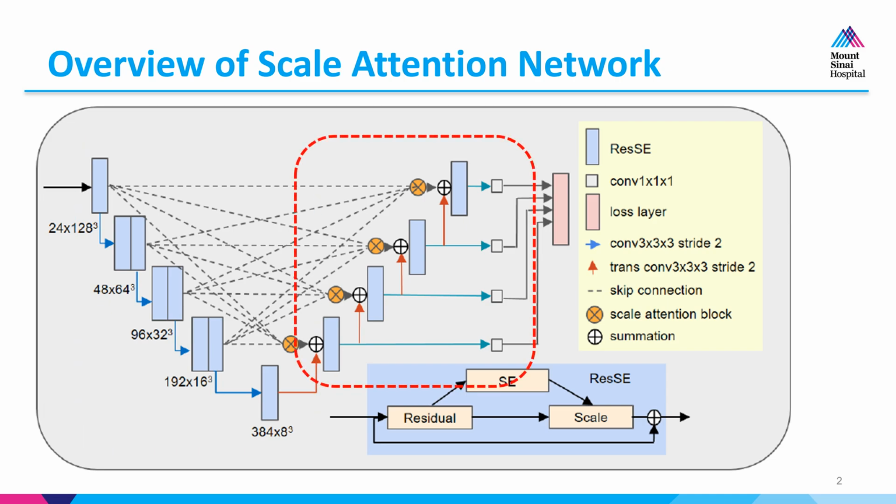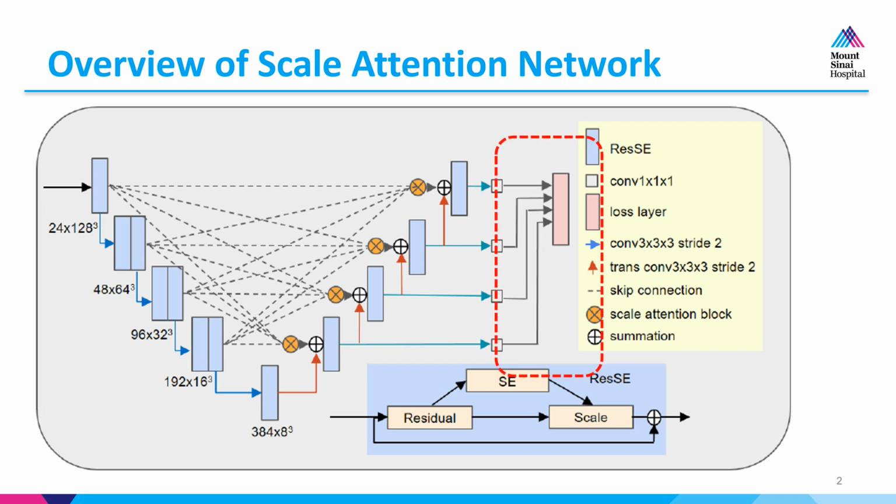The decoding pathway follows the reverse pattern of encoding. The upsampled feature maps are then added to the output of the scale attention block. Here, we use summation instead of concatenation for information fusion. We also use deep supervision at each intermediate scale level to regularize the model training.